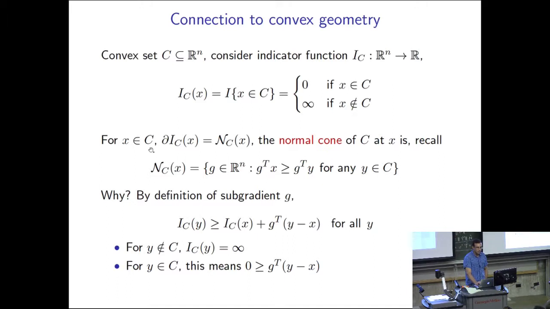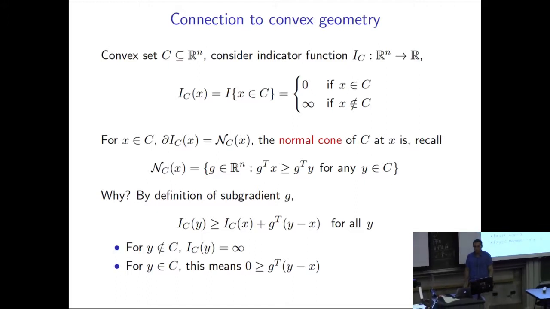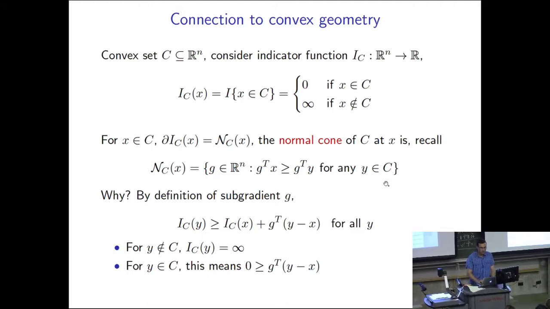And we're going to ask, for points that are in the set, what are the subgradients of this function? It turns out that it's actually something a little bit familiar to you, because I mentioned it a couple times, which is the normal cone of the set C at the point x. So it's the set of all vectors for which if I take the maximum inner product over all points in the set C, it's maximized at x. So I have this property: g transpose x is bigger than or equal to g transpose y for all points y in the set.